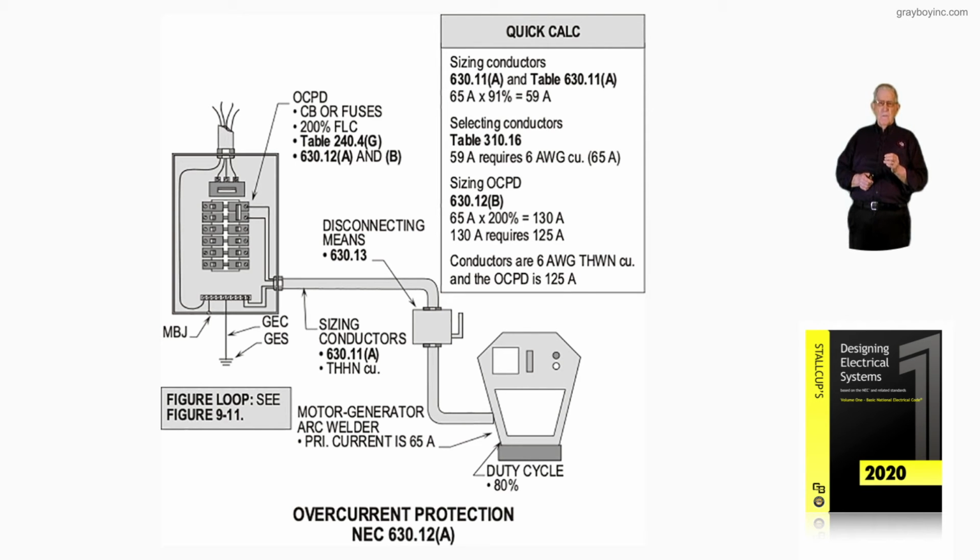Then notice 630.12(B), as in boy, 200% of the 65 amp ampacity of that number 6 is 130. So 130 amp requires 125. So you could have a 125 amp overcurrent device in your panel board ahead of that number 6 wire to allow that duty cycle of 80% to operate when the welder is a motor generator arc welder type unit.